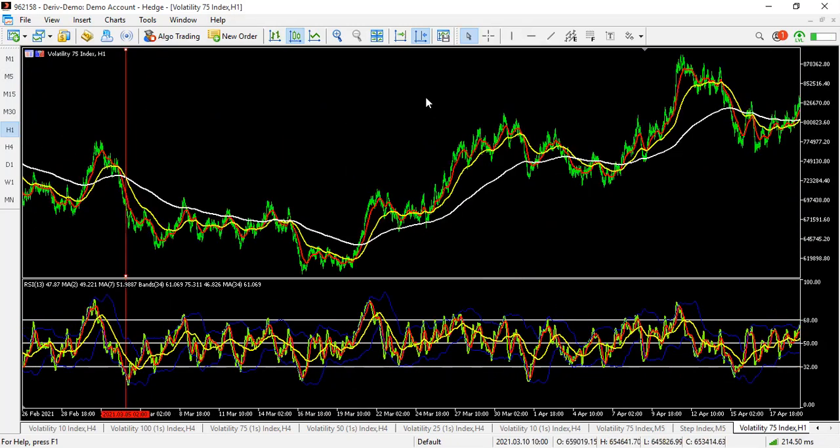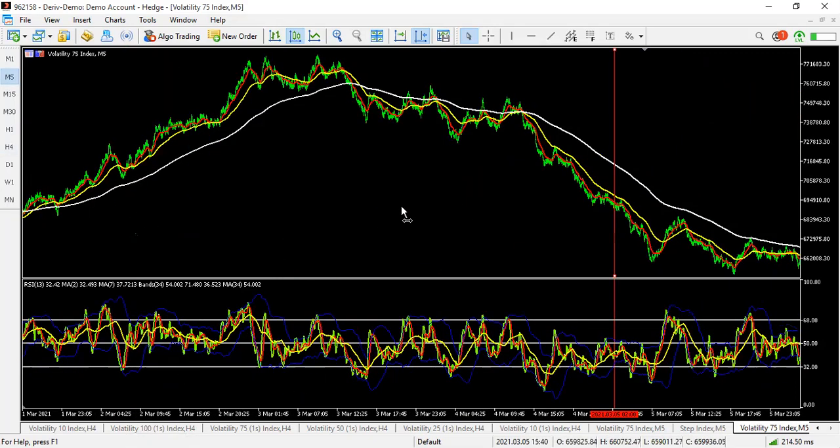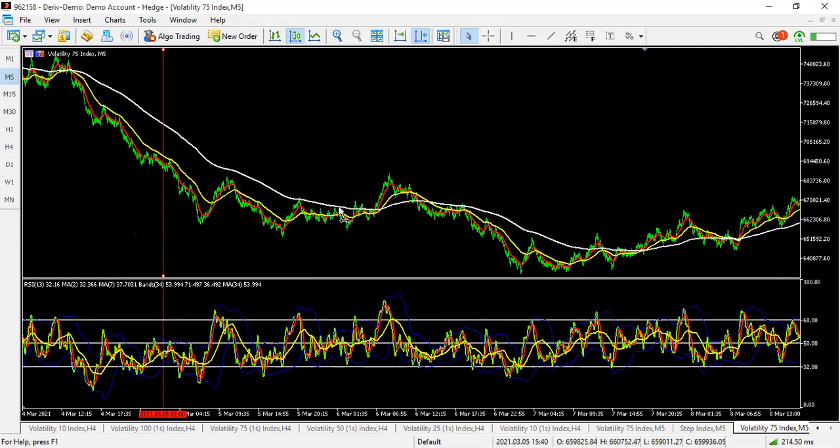Okay, let me look at the date stamp. The date stamp here is 5th of March. All right, let me look at 5th of March. Oh, okay. All right, here we go. Yeah, so this is 5th of March.